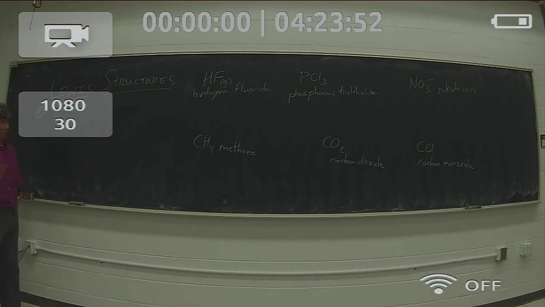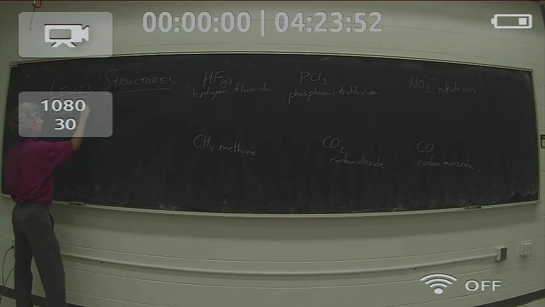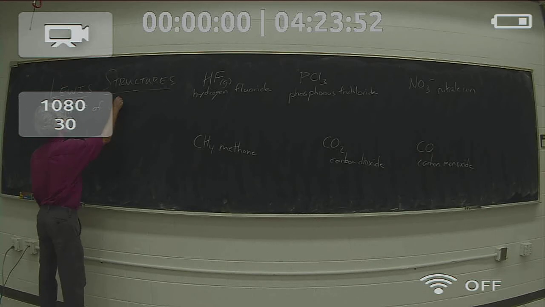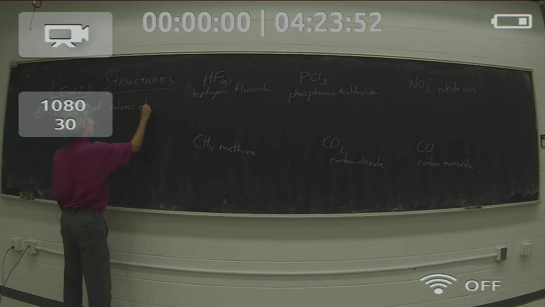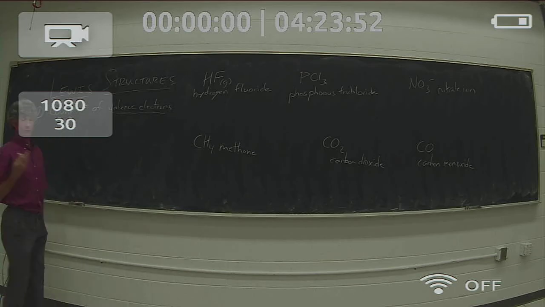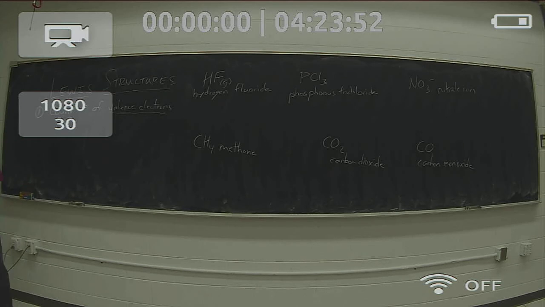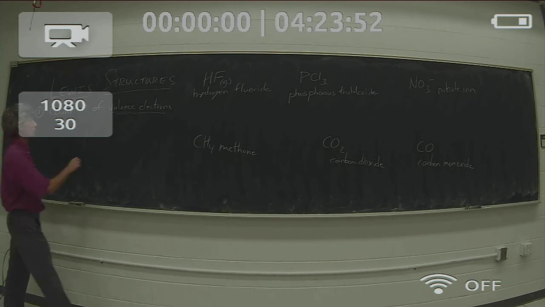So what's the first step of drawing a Lewis structure? The first step of drawing a Lewis structure is always to figure out how many electrons you're working with. You need to count the number of valence electrons. Which of course presupposes that you remember what a valence electron is. And hopefully you do remember what a valence electron is. The valence electrons are the electrons with the highest principal quantum number.